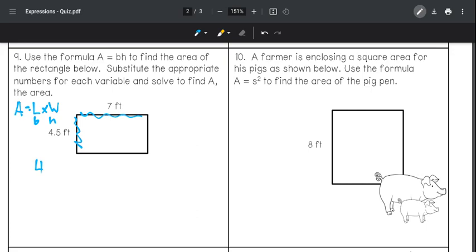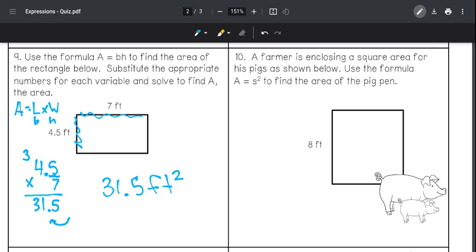So what I'm going to do is 4.5 times 7 and solve that. 7 times 5 is 35. 5 carry the 3. 7 times 4 is 28. 28 plus 3 is 31. Then I have a decimal point up in this problem, and I look and I only see one digit after, so I got to bring it in one spot. So it's 31.5 feet squared. Remember, anytime we label area, it's always whatever the units are squared.